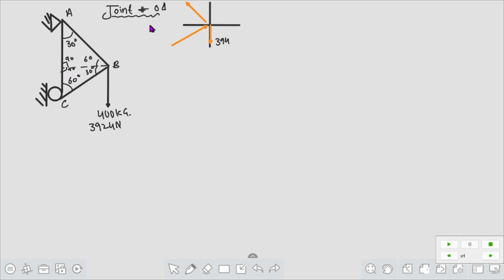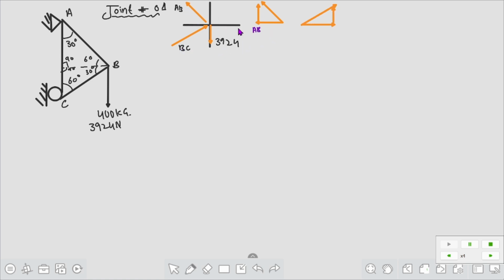So first of all, I will take joint B. In this joint there are two unknown forces in members: AB, which is unknown, and BC, which is also unknown, and the load of 400 kg or 3924 Newton. So if we draw a free body diagram of joint B, it will have AB, BC and 3924.